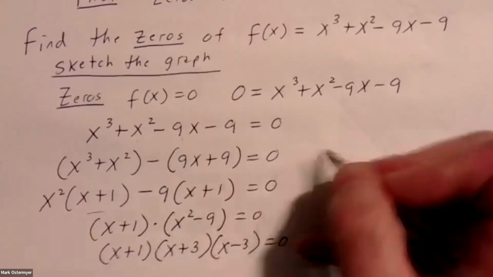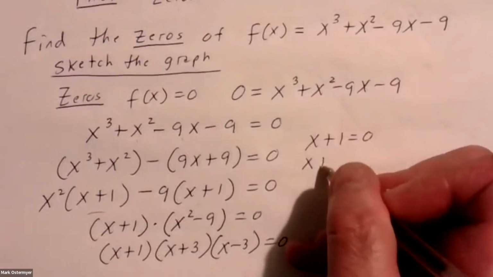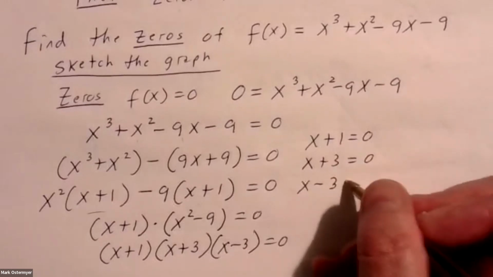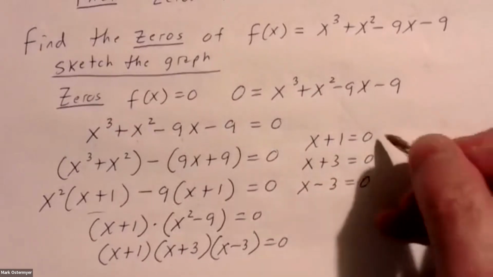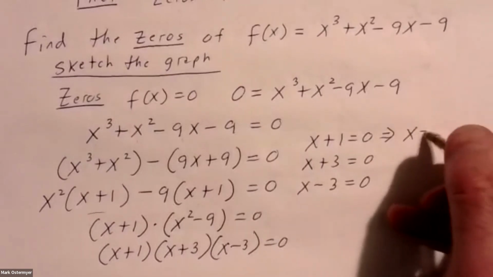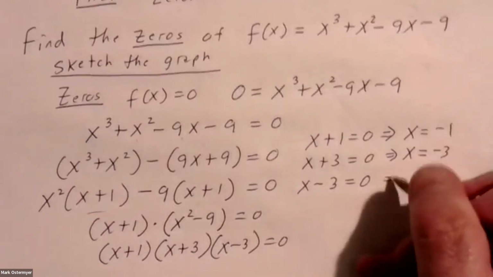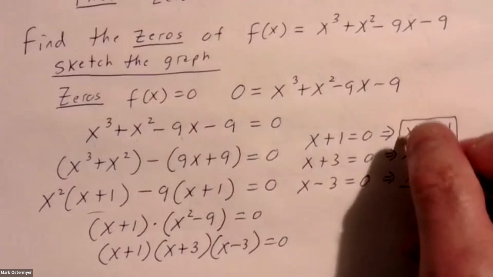Now we set all of our factors equal to 0 and then solve all the resultant equations to crank out our 3 zeros, or 3 roots, or 3 x-intercepts for this third degree polynomial function. So one zero is -1, another zero is -3, another zero is +3. These are all the zeros.